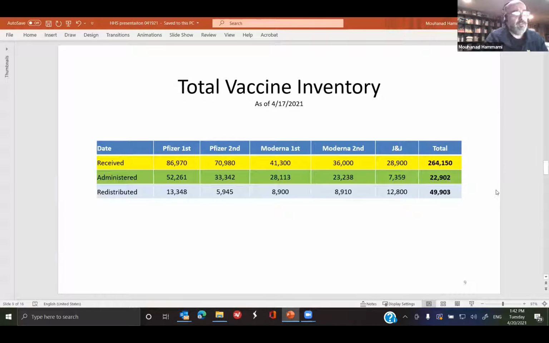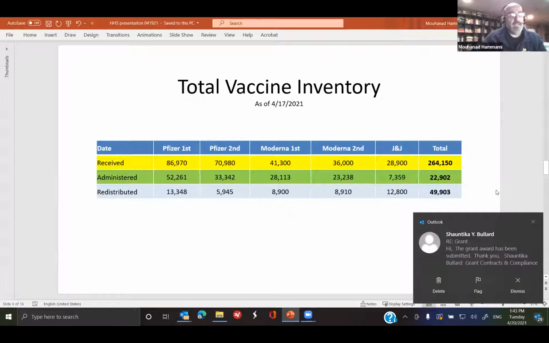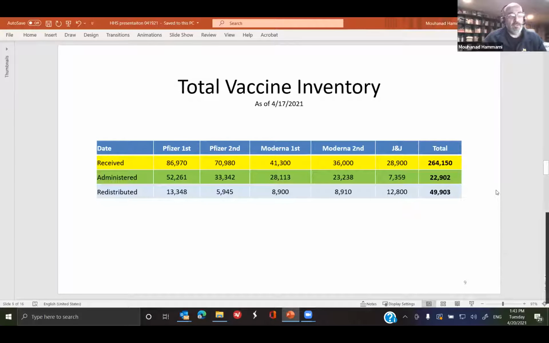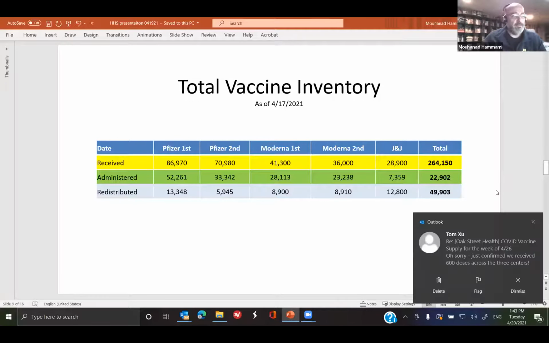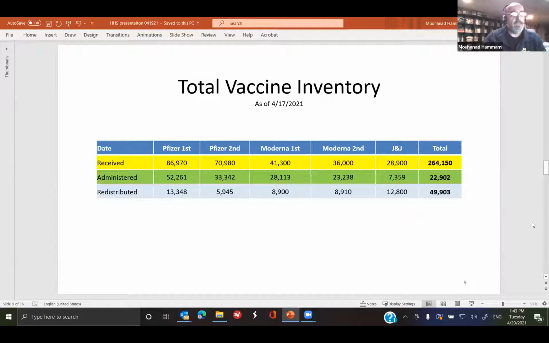This is our vaccine inventory. We have received, as of last Saturday, 264,150 doses of all vaccines. We have administered 229,902. And we redistributed close to 50,000. By redistribution, as I mentioned in the past, it is giving it to other entities that can vaccinate.